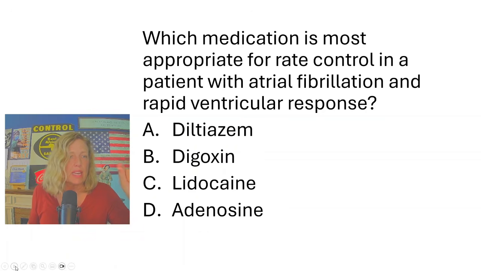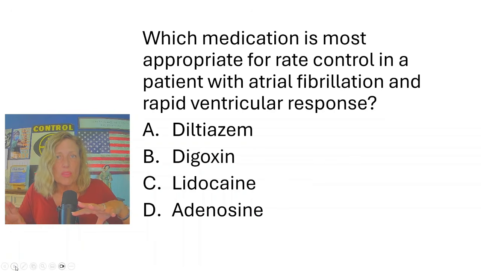Diltiazem, digoxin, lidocaine, adenosine. Adenosine will slow down the rate. Not sure if it'll get them out of AFib. It might. So adenosine is an option. Lidocaine is more for ventricular dysrhythmias. Digoxin is going to slow down the rate, but it's not going to get them out of AFib. Diltiazem will slow down the rate and get them out of AFib. So we really have 2 options. We have diltiazem, which can slow rate and get them back into sinus, and we have adenosine, which can slow the rate and might get them back into sinus.